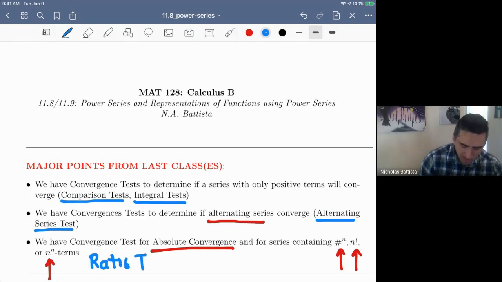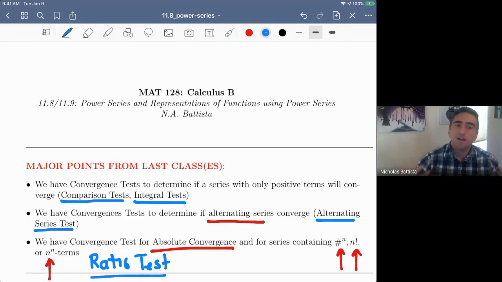And the ratio test is actually going to help us out today with power series when we start asking ourselves, if we have a power series, what values of x are we actually allowed to put into our so-called power series? All of that might seem a little cryptic because we haven't even defined what a power series is yet. So let's go over what we talk about today.